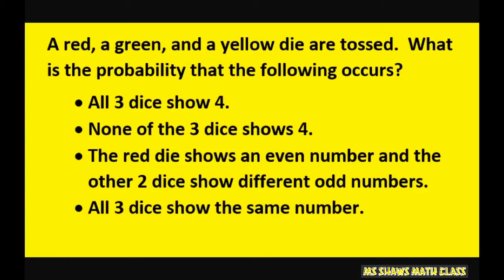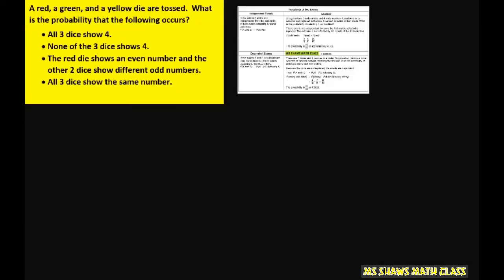Everyone. A red, a green, and a yellow die are tossed. What is the probability that the following occurs? And we're talking about a six-sided die. We're going to answer these 4 questions. So on the dice, we have 1, 2, 3, 4, 5, and 6.